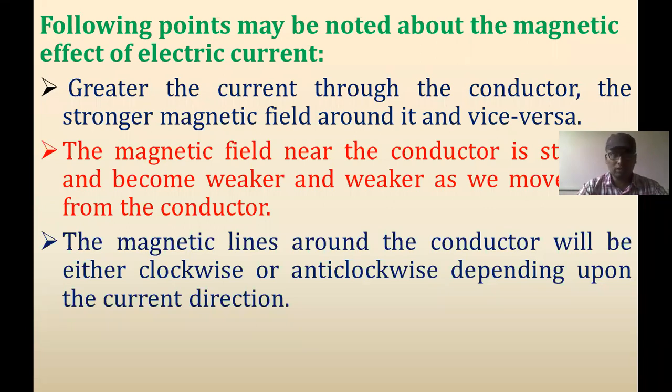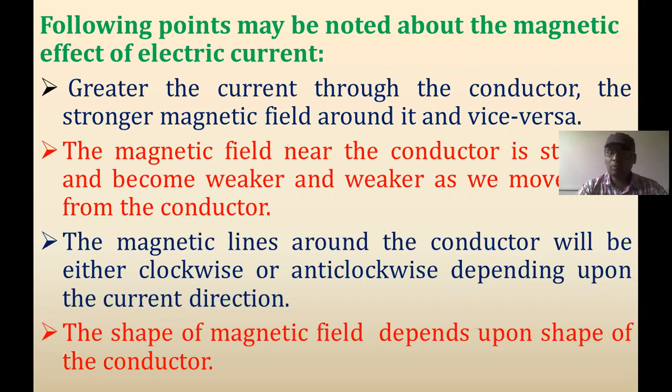This is the third point: the shape of that magnetic field depends upon the shape of the conductor. म्हणजे त्या कंडक्टरचा शेप कसा आहे? जर लॉंग स्ट्रेट कंडक्टर असेल तर त्याची मॅग्नेटिक फील्ड कशी असेल? सोलेनॉइड कॉइल असेल तर त्याची मॅग्नेटिक फील्ड कशी असेल? It's totally dependent upon the shape of that conductor.